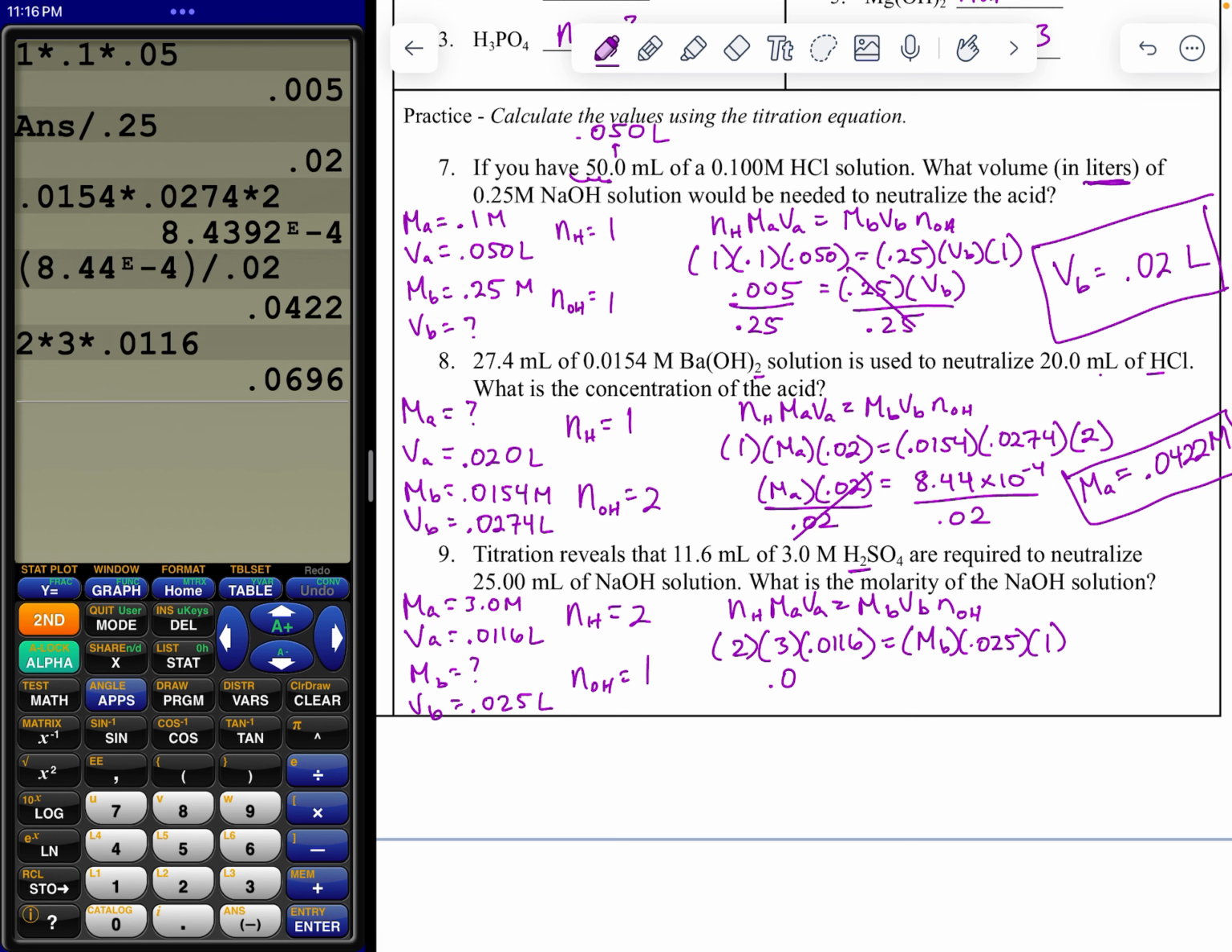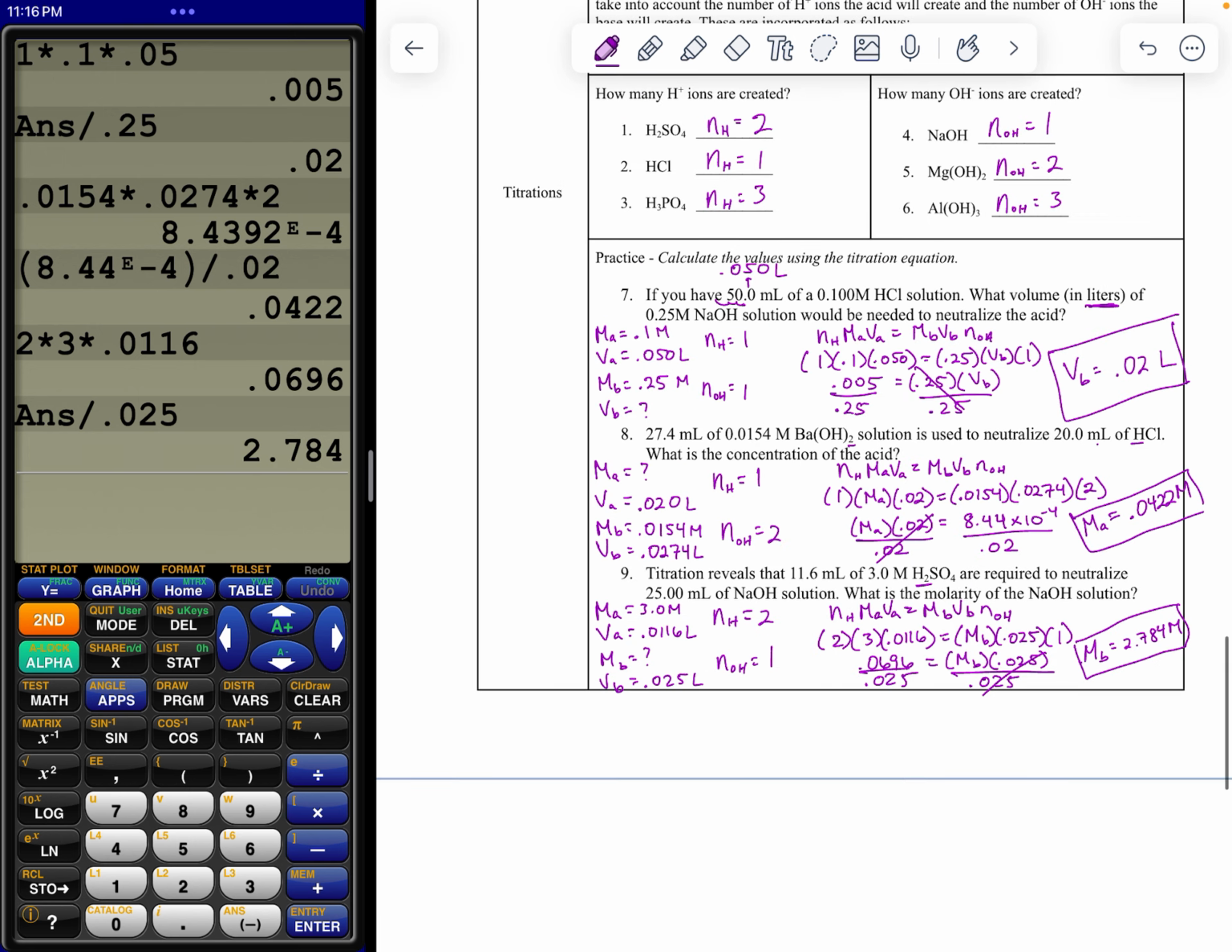Says 0.0696, and this side is going to be molarity of the base times 0.025. All right, divide by 0.025 on both sides, and the molarity of the base that we have neutralized is 2.784 molar. All right, so these are just a couple of examples.